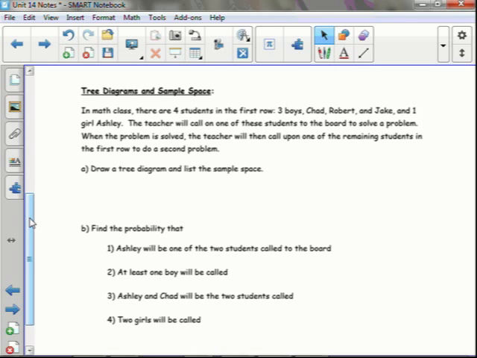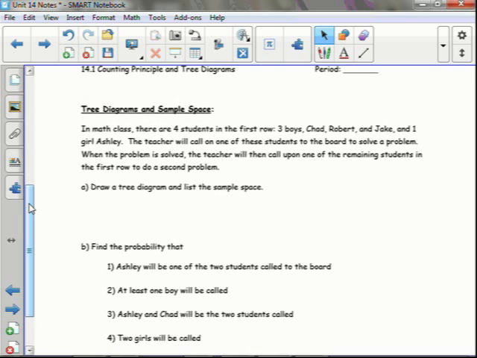In the first one, we're going to talk about a tree diagram. Now, when you see the word tree diagram, a tree diagram is going to have branches. That's where the word tree comes from. And a sample space is going to be a list. So just as we recognize what those words mean: tree diagram, branches; sample space, list.